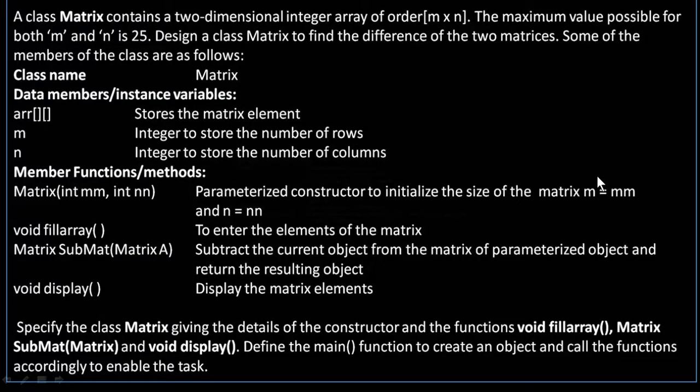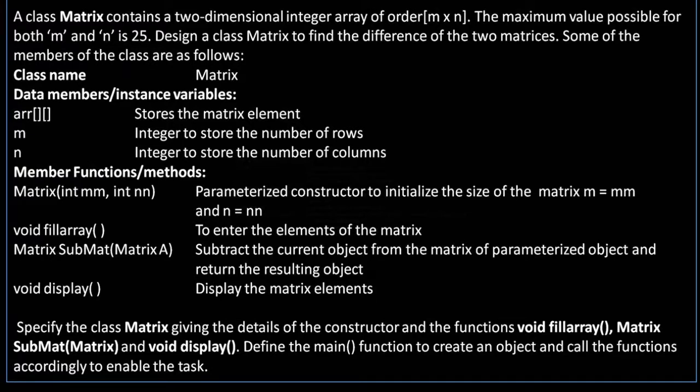A class matrix contains a two-dimensional integer array of order m comma n, that is m cross n. So m is nothing but the row and n is nothing but the column. You are going to accept it as input, and the maximum value possible for both m and n is 25. So maximum you can enter up to 25, including 25.